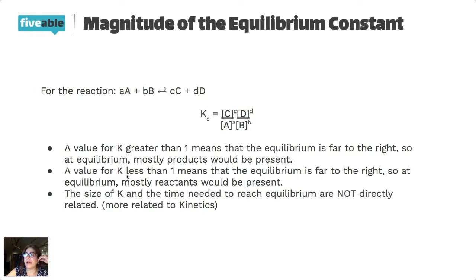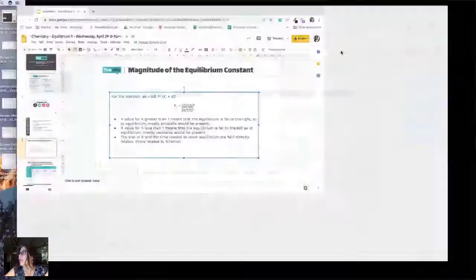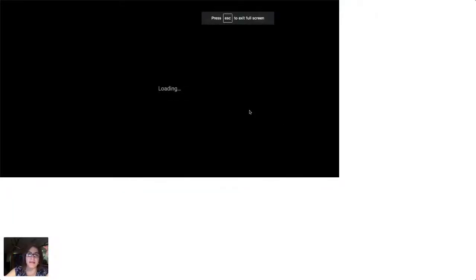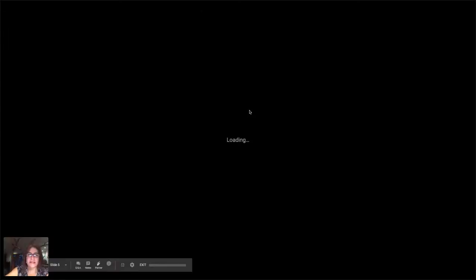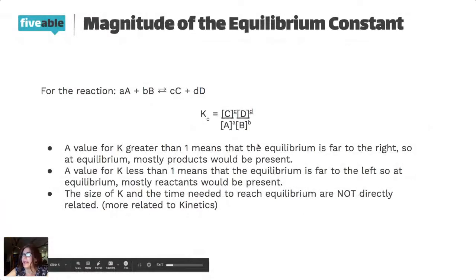A value of K less than 1 will mean that the equilibrium is far to the, I'm sorry, there's a mistake here. It should say far to the left. So at equilibrium, far to the left, you will have mainly reactants. Again, it doesn't mean that you won't have products. You will have products, but you will have reactants in a greater amount.